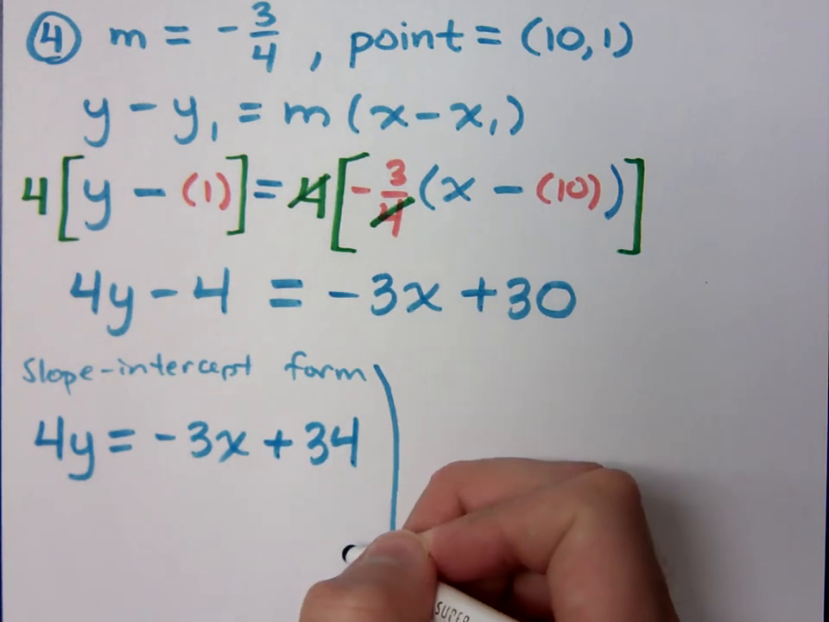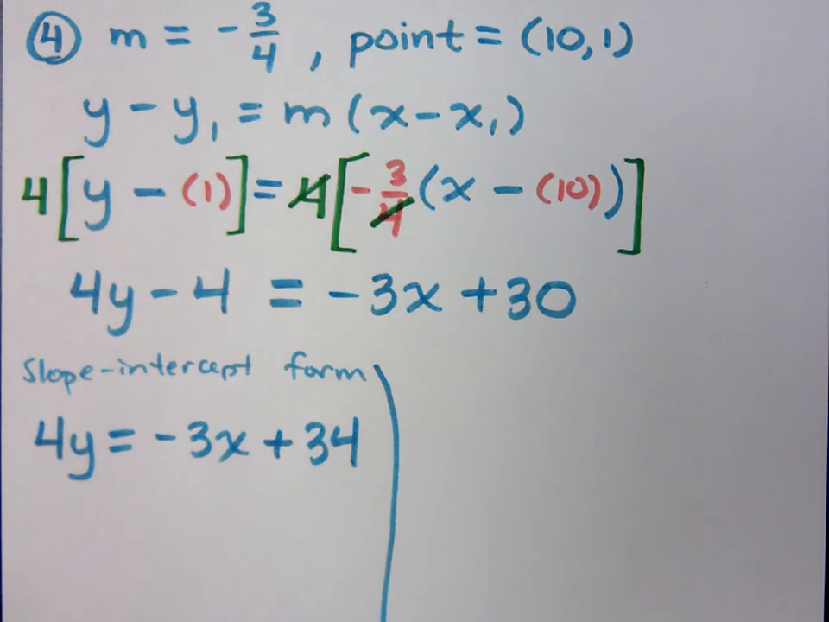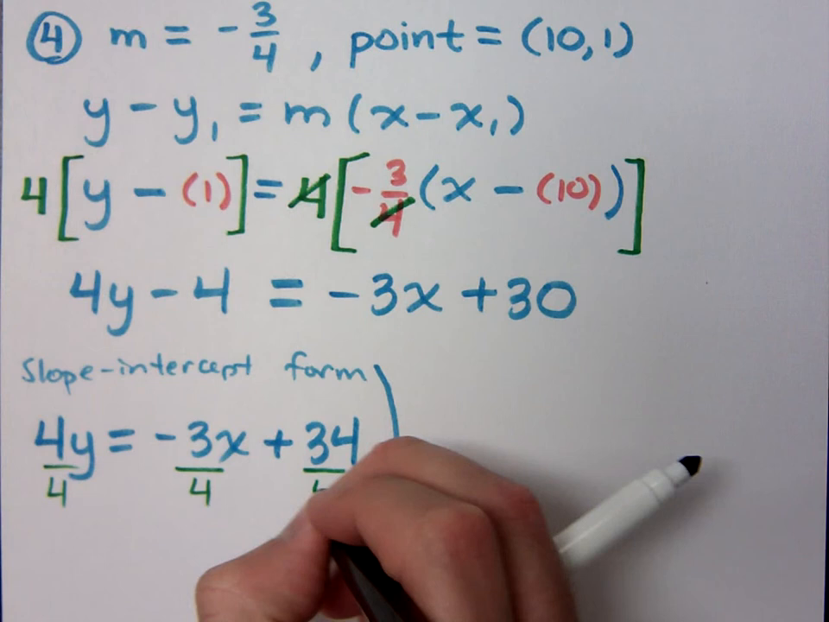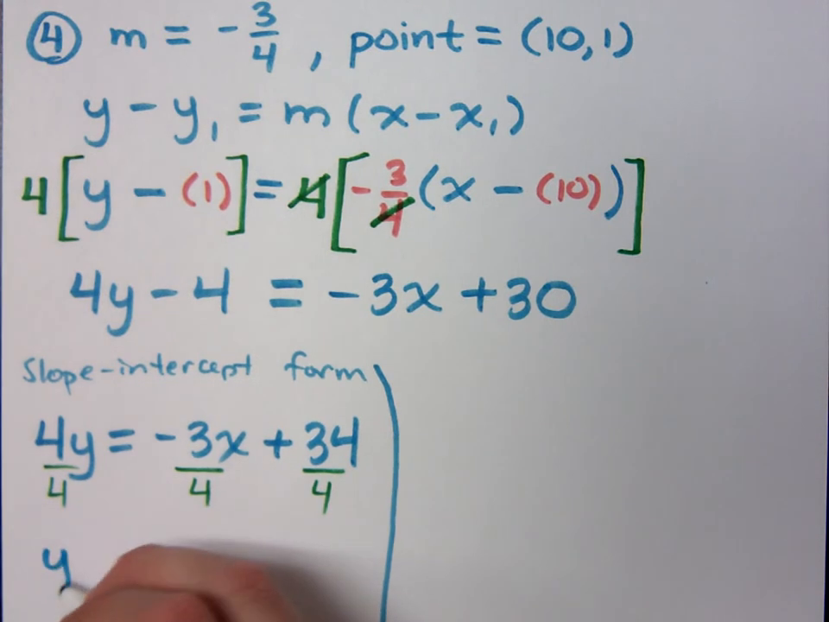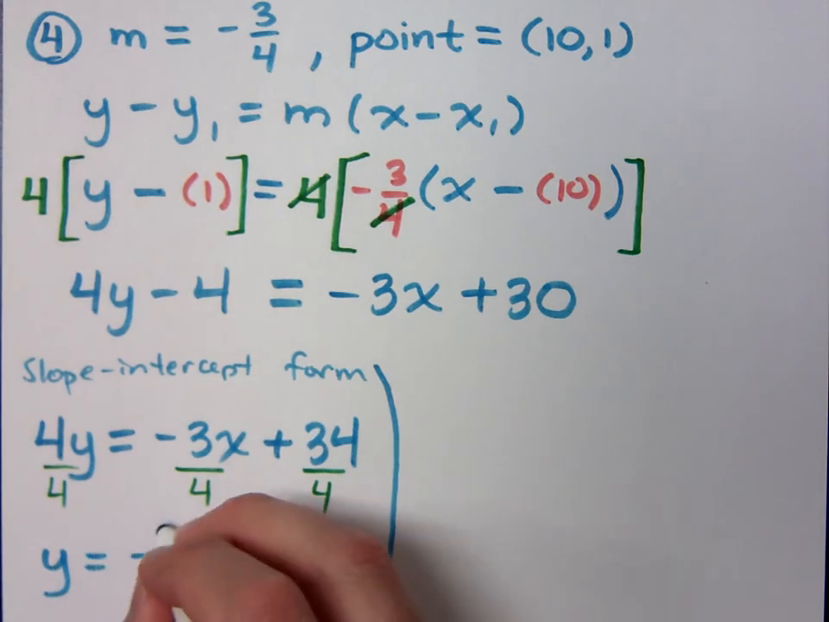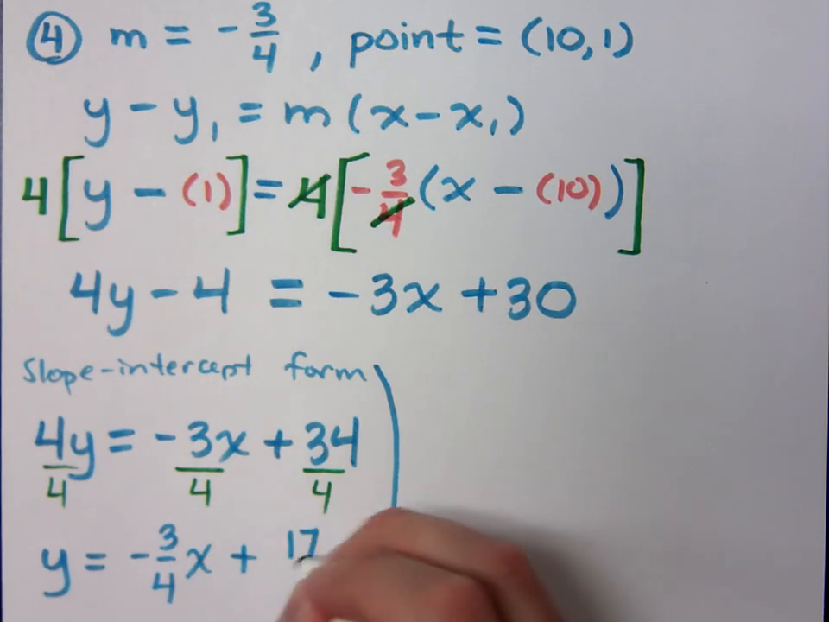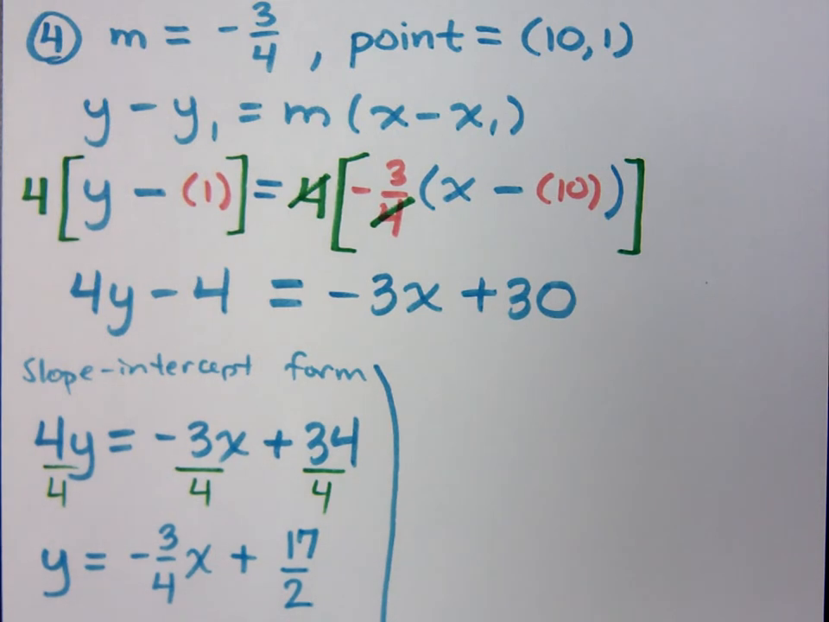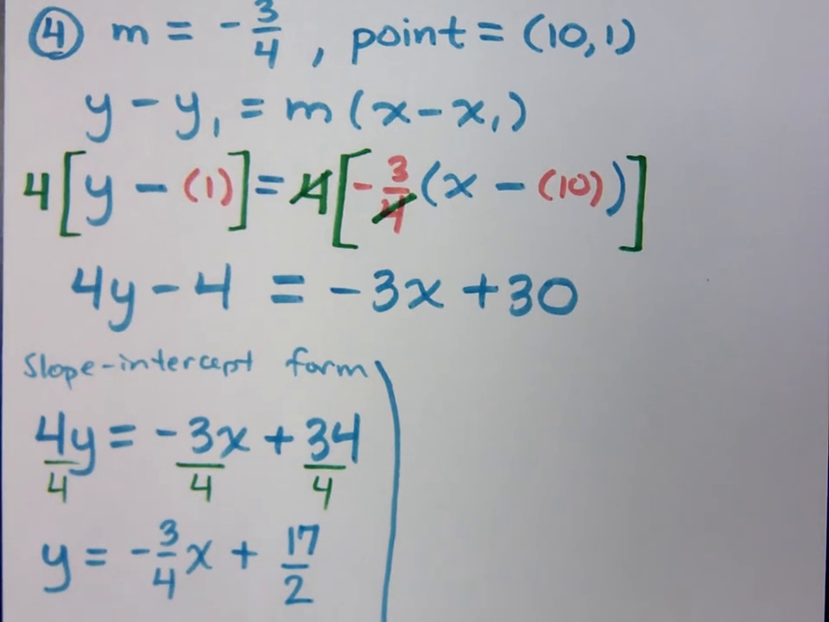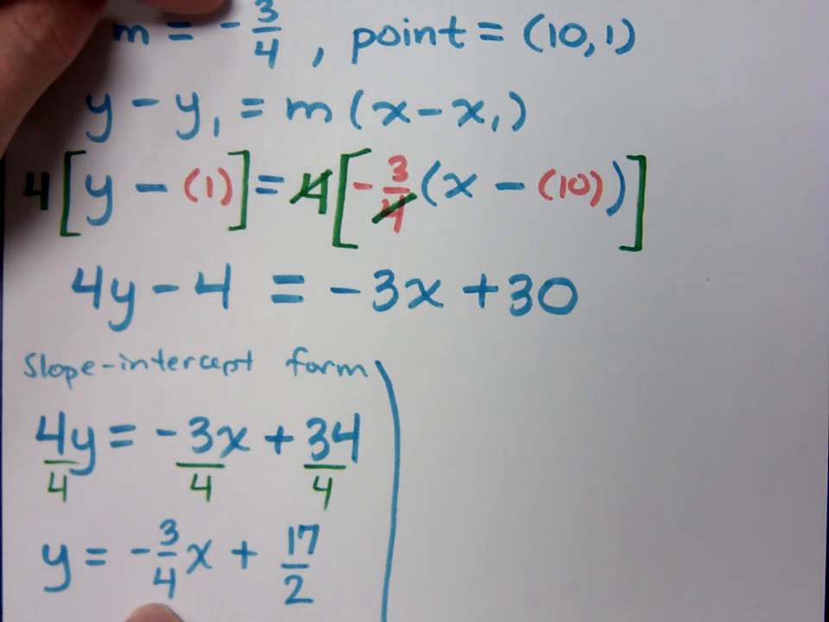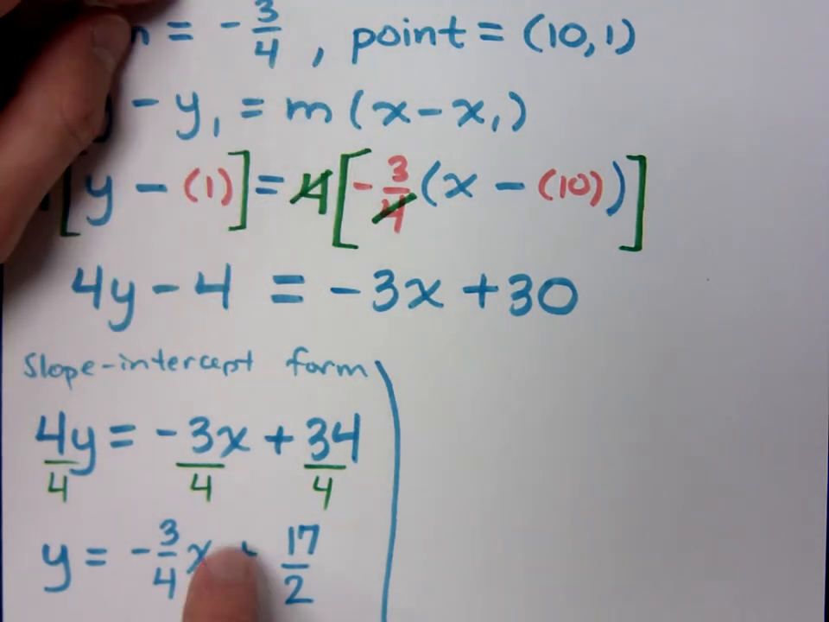17 over 2 is better, right? Well, when I finish solving this, I divide everything by 4, and I have y equals -3/4 x, and as you simplify that, you get 17 over 2. Right? Now that's your slope-intercept form. That is the slope-intercept form of a line that has the slope of -3/4, and the point (10, 1) would satisfy this equation.